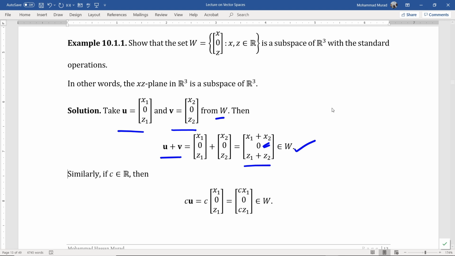Similarly, if c is any real number, then the scalar multiple of u is the vector with components cx1, 0, cz1. Since the second component of this vector is 0, the vector is in the set W. So we proved that W is closed under scalar multiplication. Now, by the subspace test theorem, we can claim that W is a subspace of the vector space R3.